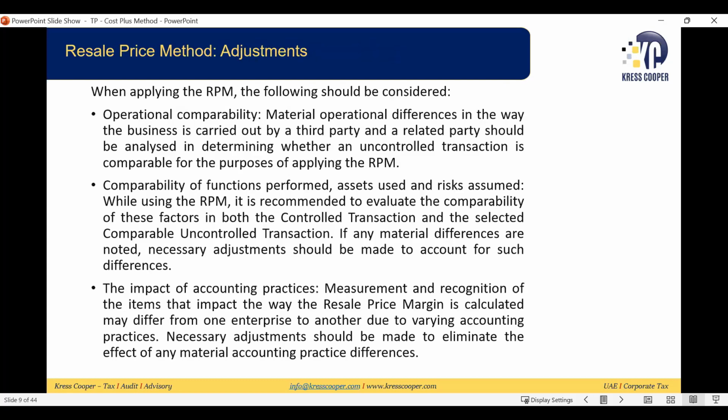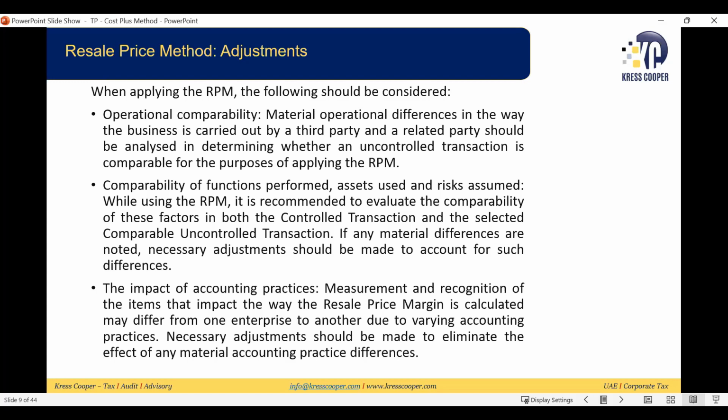Some of the other adjustments which we will need to make under this RPM method: operational comparability needs to be considered. It could be that the third party and the related party are both operating in a different model, so it might not be comparable. That needs to be analyzed: are they having the same operational comparability when we are looking at these transactions? And if not, then an adjustment needs to be made.